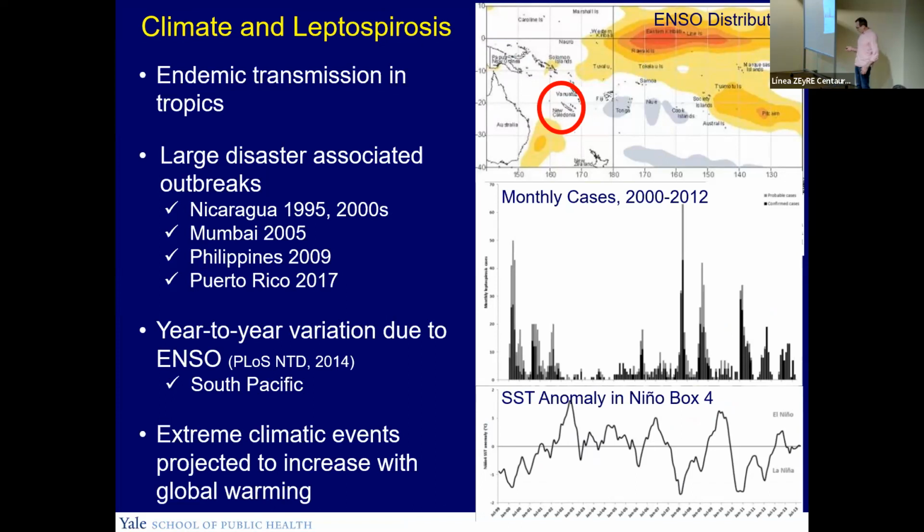And then going back to this whole idea of One Health, another reason I consider it an important disease is the role it has in the impact of climate. It is endemic with transmission in the tropics. As we know, the largest disasters associated with outbreaks come from climatic events: Nicaragua in 95, a typhoon in 2000, hurricanes in the Philippines in 2009, and more recently 2017, where you have a few years of cases after those events. In a study in 2014, I can show that there's a yearly variation due to El Nino. So it's extreme climatic events that increase with global warming. You can imagine, with global warming coming up, the number of leptospirosis cases is going to increase in the world when you have more flooding, hurricanes, and everything else.